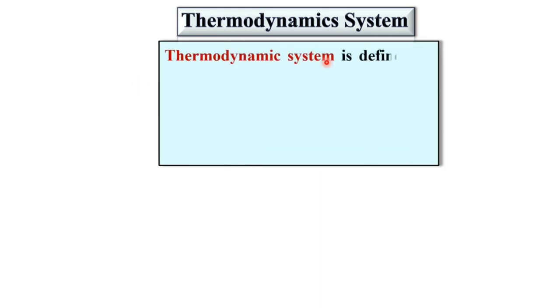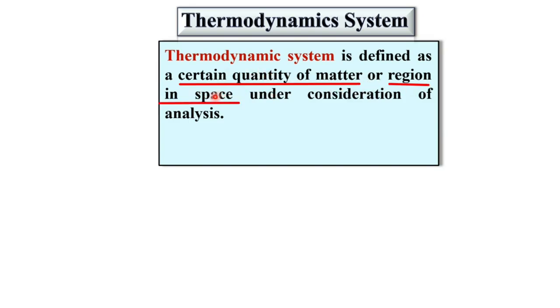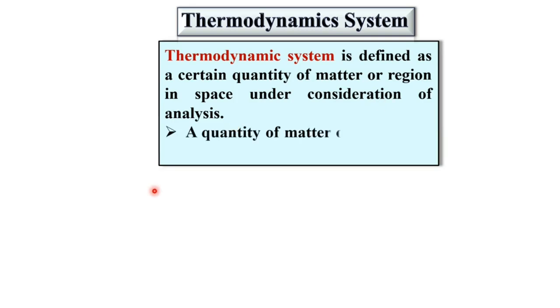So let's see first of all the definition of a thermodynamic system. A thermodynamic system is defined as a certain quantity of matter or region in space under consideration of analysis. Very simple, it is a certain quantity of matter or region in space which is under consideration of analysis. Or in short, a quantity of matter or a region in space chosen for study.